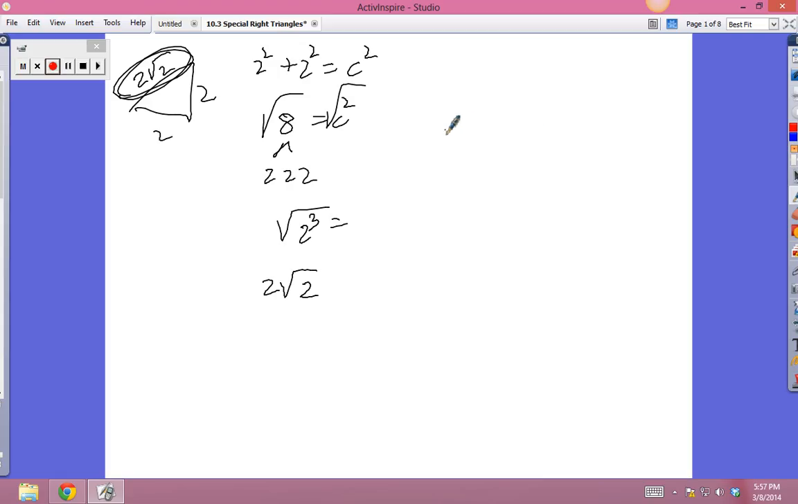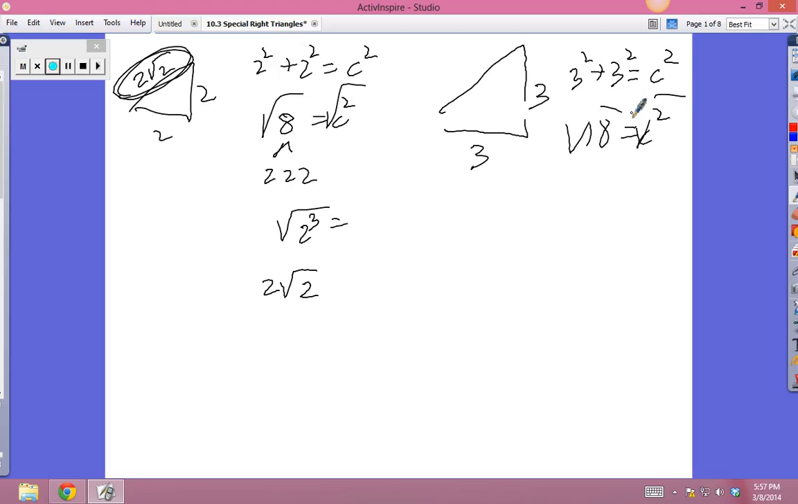And then if I have a triangle that is 3 by 3, I'm going to go 3 squared plus 3 squared equals c squared. So that's a 9 and a 9. 18 equals c squared. If I square root, 18's got some squares in. Let's pull those out. 18 is the same as 2 times 9, and a 9 is a 3 and a 3. So it is 3 squared times 2. And if I pull the squares out, I'm going to get 3 square roots of 2.